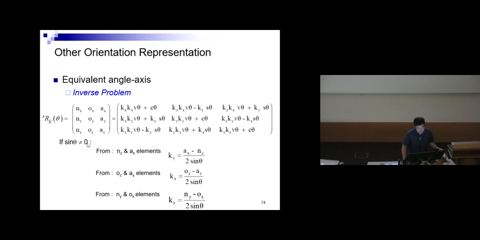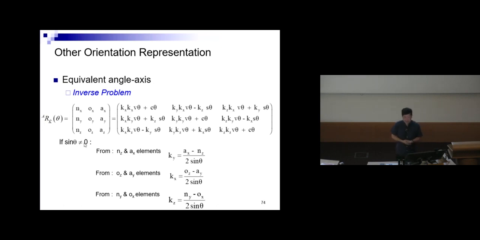If sine theta is not equal to 0, from the nz and ax elements you can determine your ky. From oz and ay, you can determine your kx, and from the nx and ox elements, you can determine your kz. So this is by comparison, and you will be able to determine this. This is under the condition that sine theta is not equal to 0.